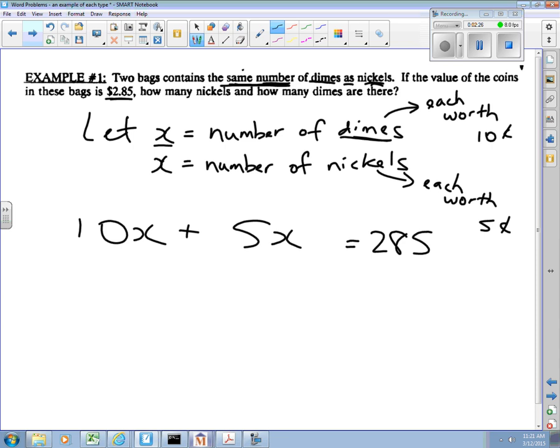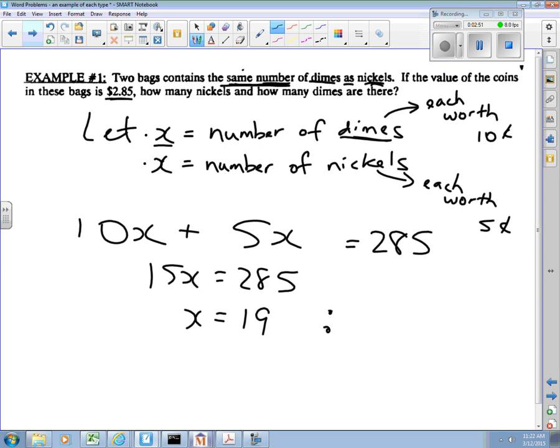10X cents plus 5X cents is 285 cents. That's the way that we do this equation. Those are alike terms, so I add them. And I believe this goes into here, I want to say 19 times. Can somebody double check that? I think that's right. Divide both sides by 15. And I get 19. Now, what does that number represent again? It represents both of those numbers.